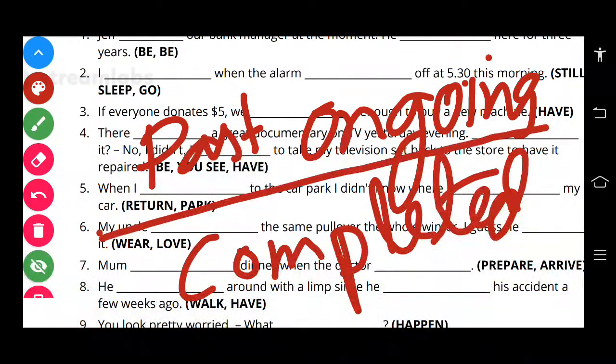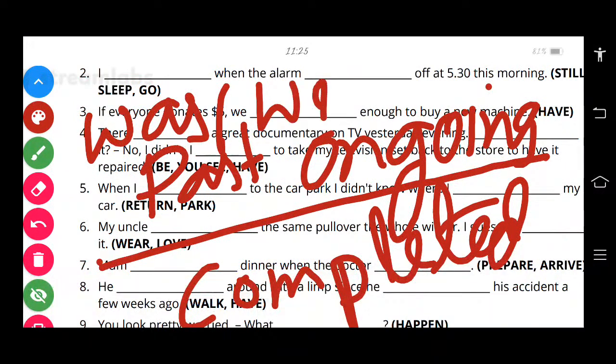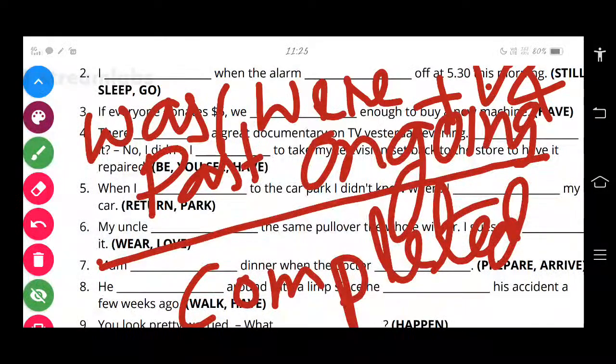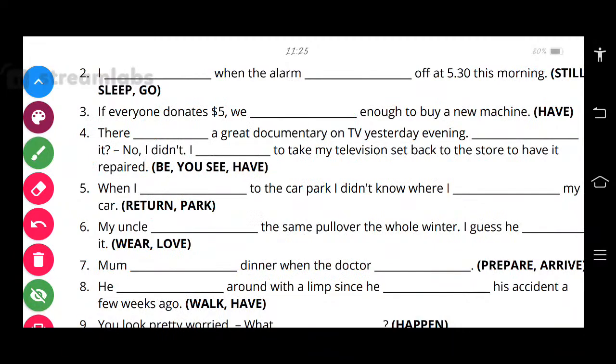Generally, to express a past ongoing action we use was or were plus the fourth form of the verb, as well as to express a completed action we use the second form of the verb. If you remember this and understand this, you can answer this question. Okay, so did you understand? Okay, let us go through the example.